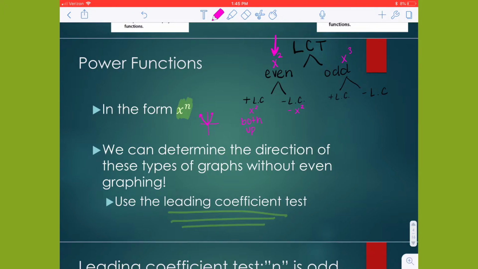Whereas with the negative x squared, that would be a parabola that's been reflected across my x-axis, so both sides are going down. So whether I'm talking negative x to the 4th, negative x to the 6th, negative x to the 10th, negative x to the 100th, because they are an even high degree and they have a negative leading coefficient, I know that both sides are going down.